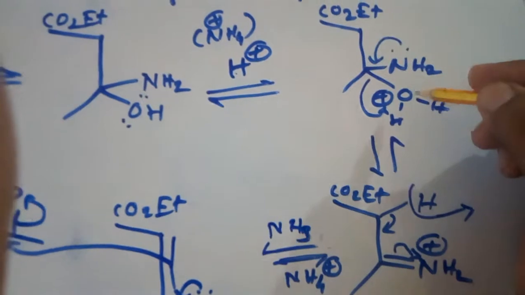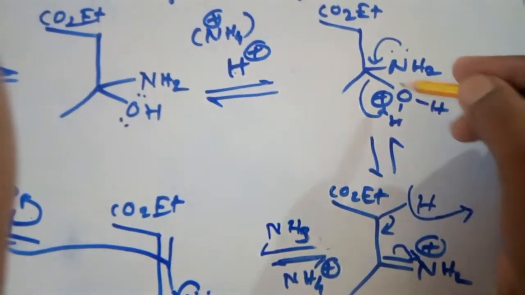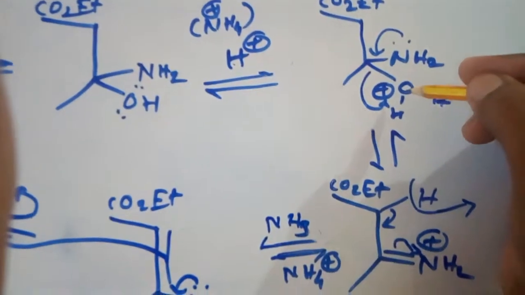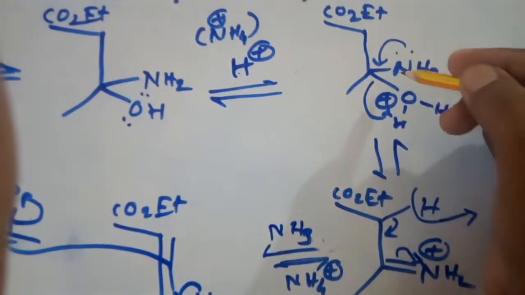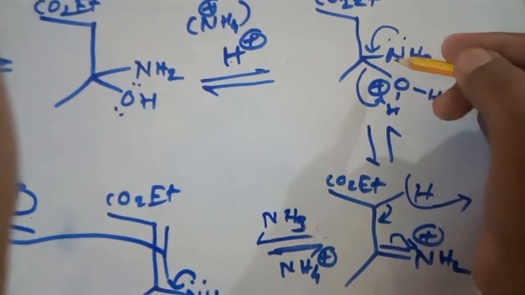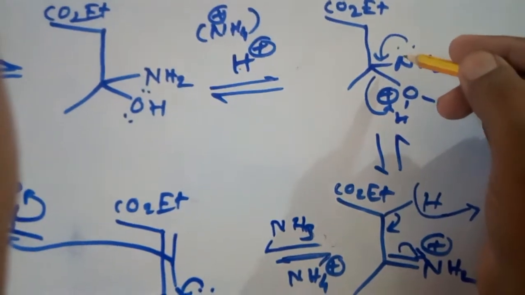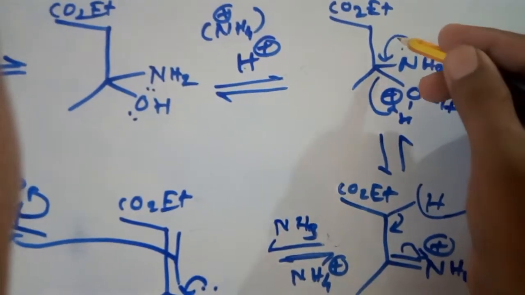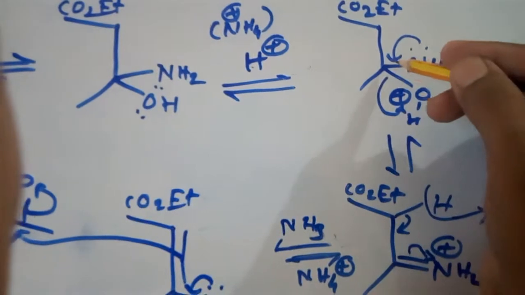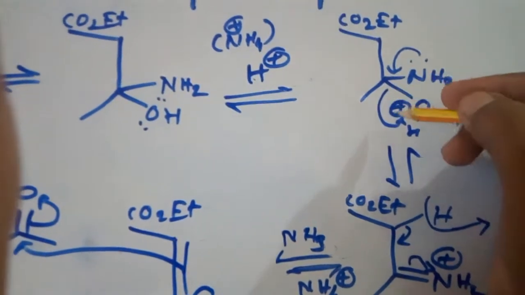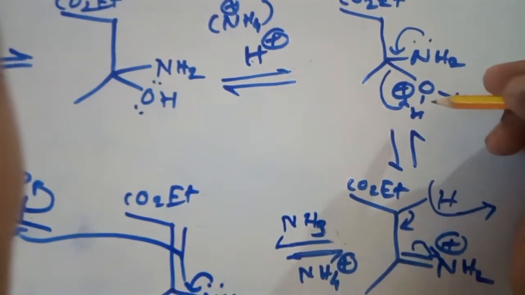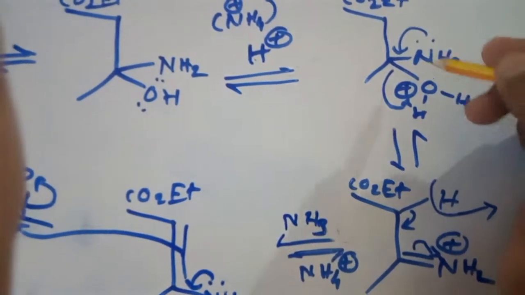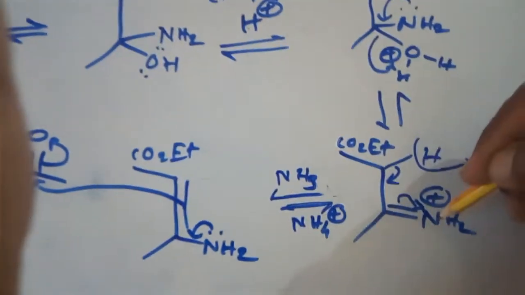Now oxygen having plus charge is a strong electron withdrawing group, and this carbon is connected with NH2 which has a lone pair of electrons. So this electron will be shared here, and this bond will be broken, and the electrons will be on the oxygen, so loss of water molecule H2O and formation of double bond here.